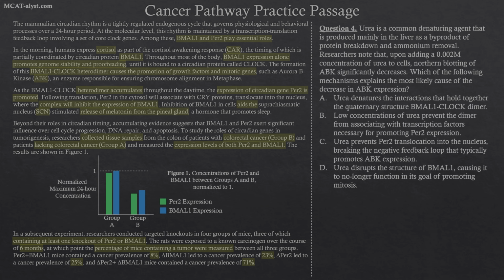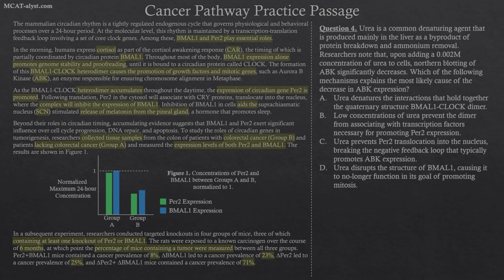Urea is a common denaturing agent that is produced mainly in the liver as a byproduct of protein breakdown and ammonium removal. Researchers note that upon adding a 0.002 molar concentration of urea to cells, northern blotting of ABK significantly decreases. Which of the following mechanisms explains the most likely cause of the decrease in ABK?